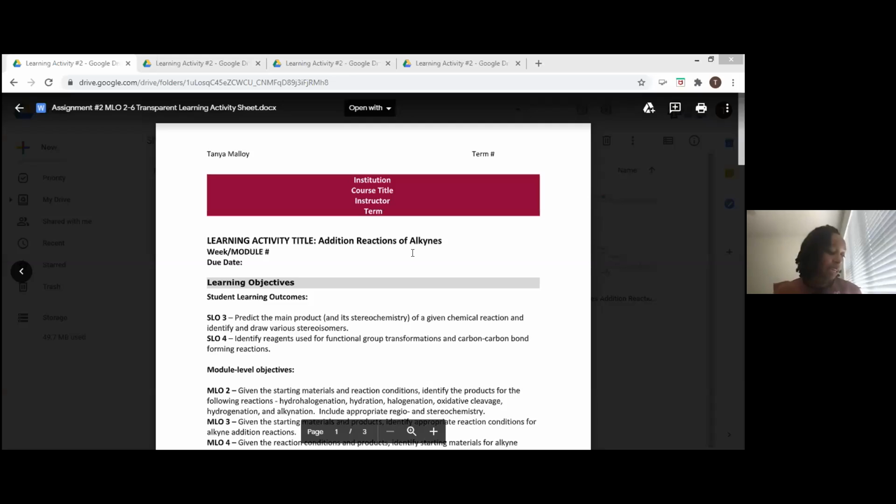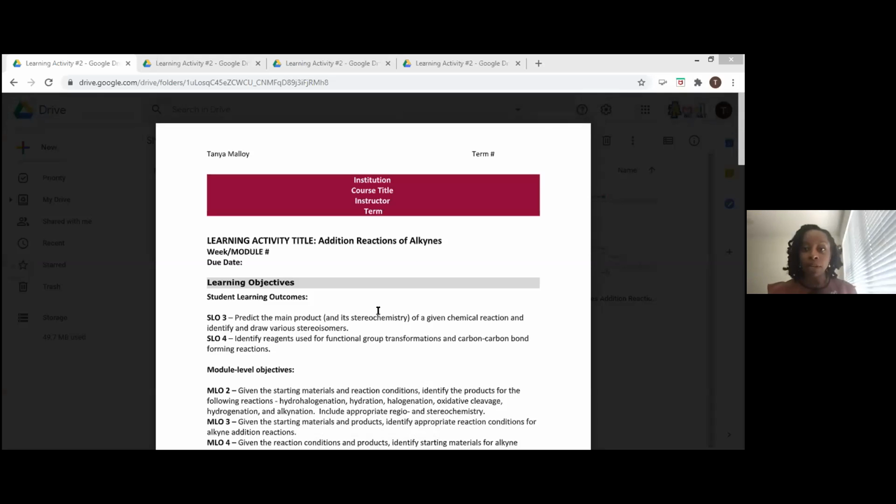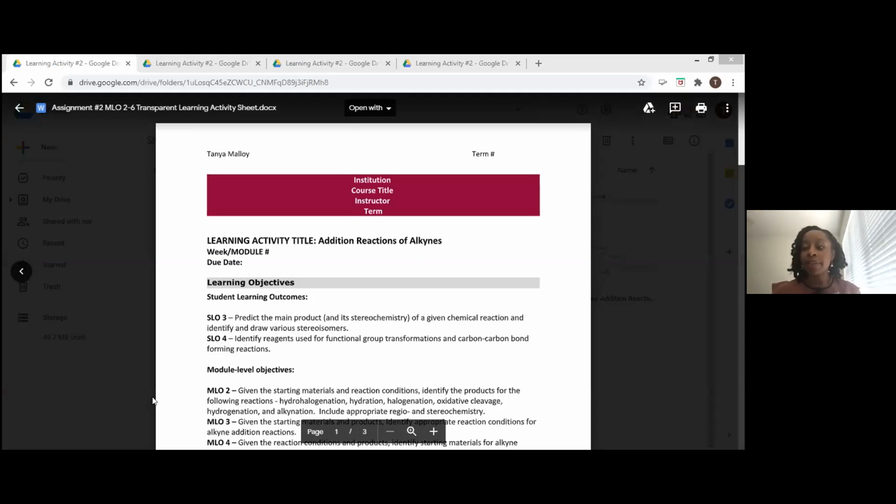So to wrap up, we have Dr. Malloy from NCA&T, again, who is going to share with us our last artifact from Module 9, which is on the reactions of alkynes, an introduction to multi-step synthesis.